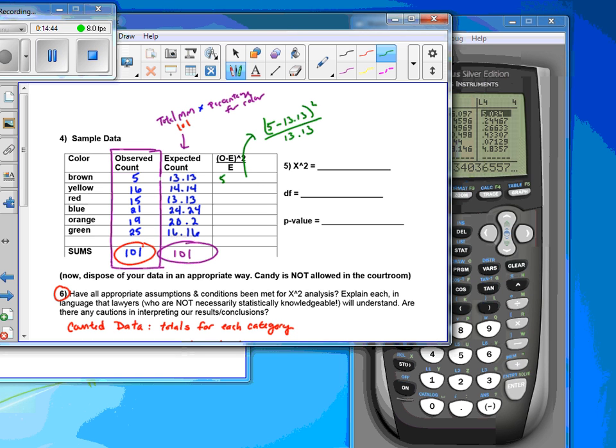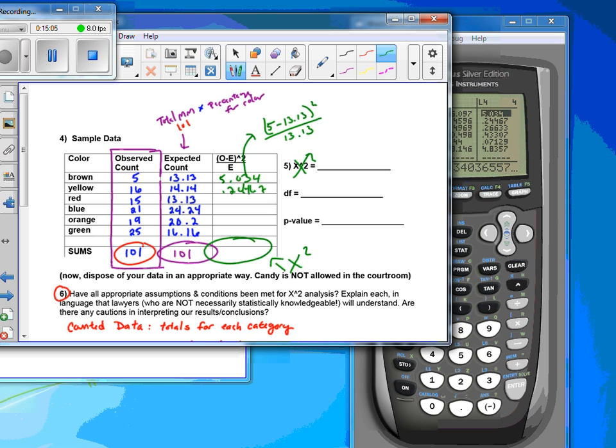So this would have been 5.034, and the next one would have been 0.24467. Okay, so they're all there. Now, the chi-square statistic is all of those added together. That is what chi-squared is.